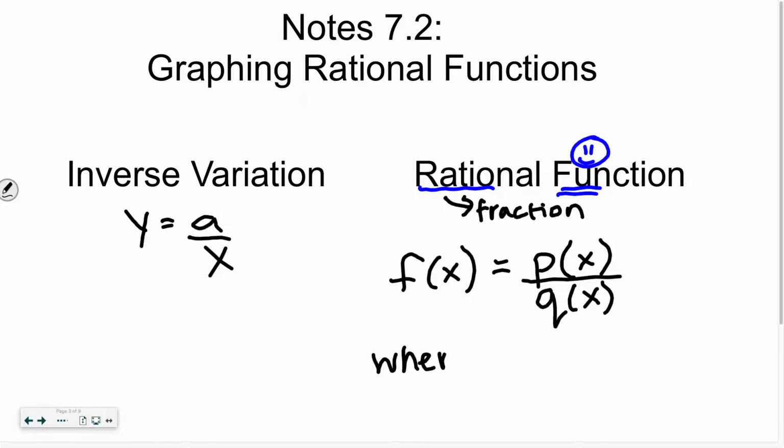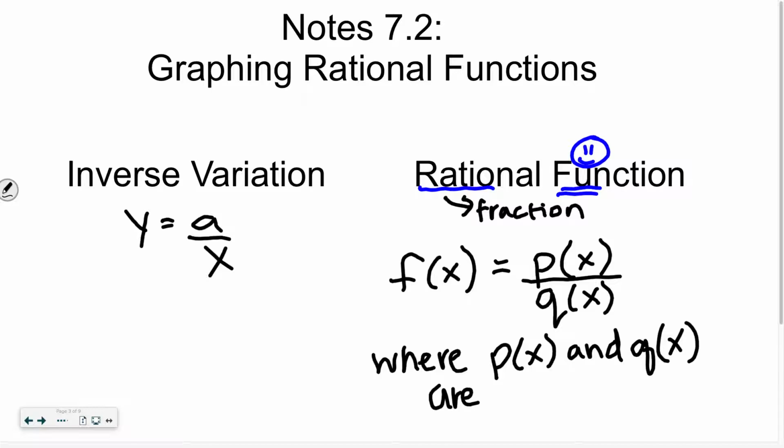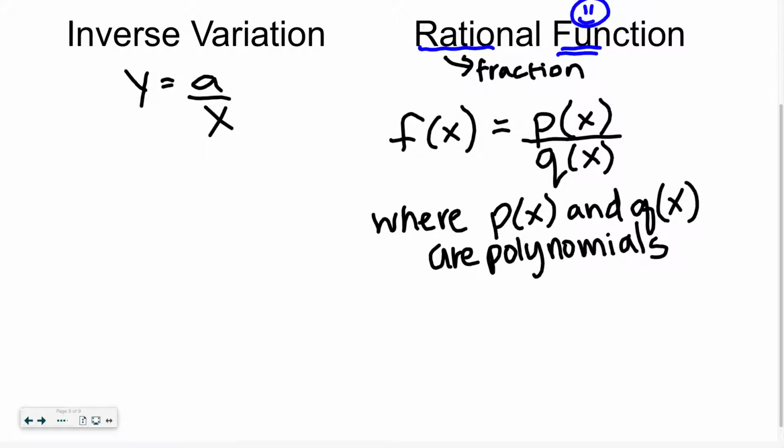It just so happens that in order to be considered a rational function, p of x and q of x have to be polynomials. I'm going to move the slide up here in just a second. Polynomials. So again, I'm writing a function in terms of 2 other functions, p of x and q of x, that are being divided, because they look like a fraction. And those other functions, p of x and q of x, have to be polynomials. Okay, so let's just randomly make up our own rational function.